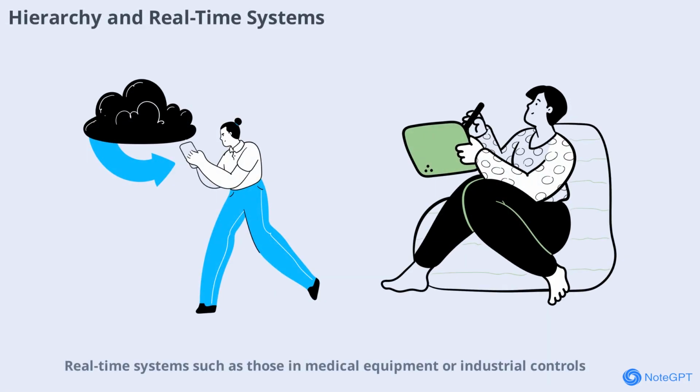Real-time systems, such as those in medical equipment or industrial controls, require instant access to critical data. Their memory hierarchy is designed for speed and reliability, ensuring that important information is always available when needed. This is vital for safety and precision in real-time applications.